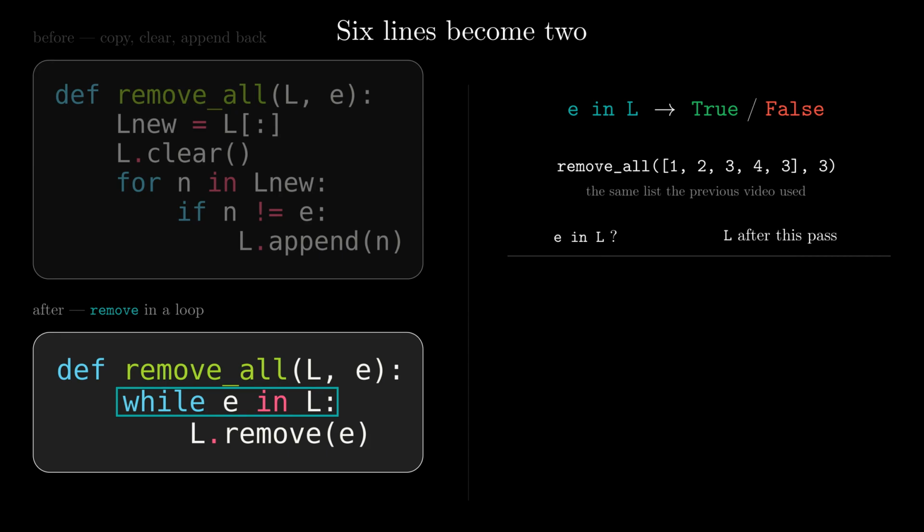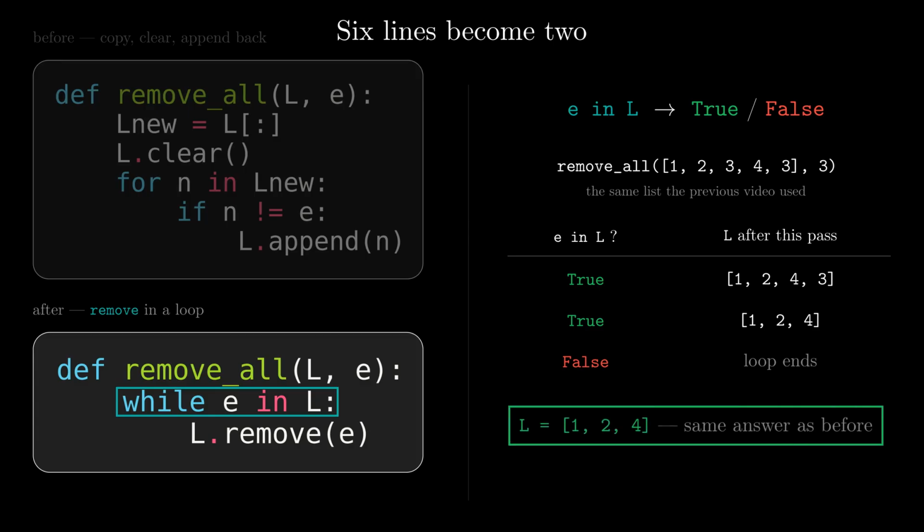Run it on the same list we used before, 1, 2, 3, 4, 3, with E as 3. 2 passes strip both 3s. The test goes false and L comes back as 1, 2, 4, exactly what the copy, clear, append version gave us. 2 lines, same answer, and no new list is built. L itself is mutated, which is exactly what remove all promised.